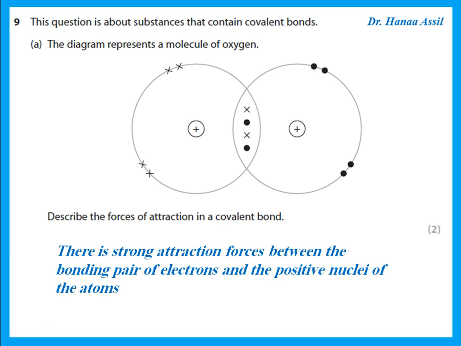So each atom has a positive nucleus. They're sharing electrons between them. There is a strong attraction force between the shared pairs of electrons and the positive nuclei of the atoms. This is what we mean by covalent bond. So please, when he says what is meant by covalent bond, don't say it's a bond between two nonmetals. That's not a definition of covalent bond. We say the covalent bond is the strong attraction forces between the bonding pair of electrons, or the shared pair of electrons, and the positive nuclei of the atoms.